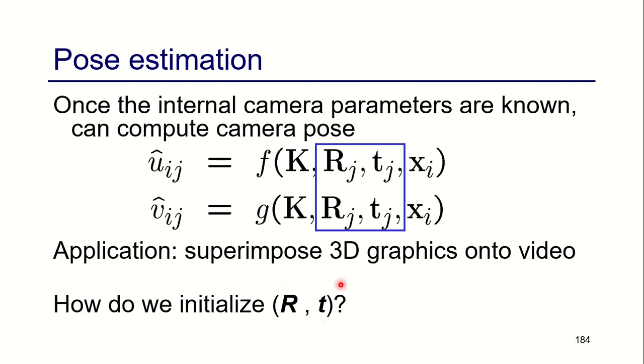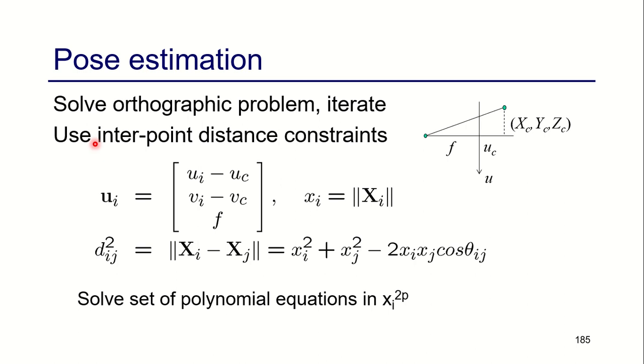How will we initialize the parameters R and t? For that, solve the orthographic problem. Iterate, use the interpoint distance constraints, and you find your u and v. Here ui is the value, xi is the modulus of your xi, and dij^2 will be equal to the modulus of the difference between xi and xj. This is the expansion of it. So solve the set of polynomial equations in xi^2.